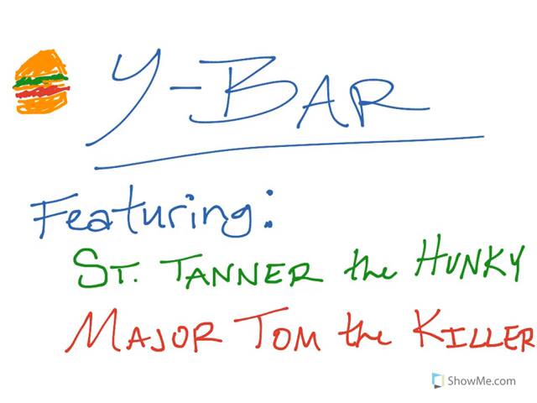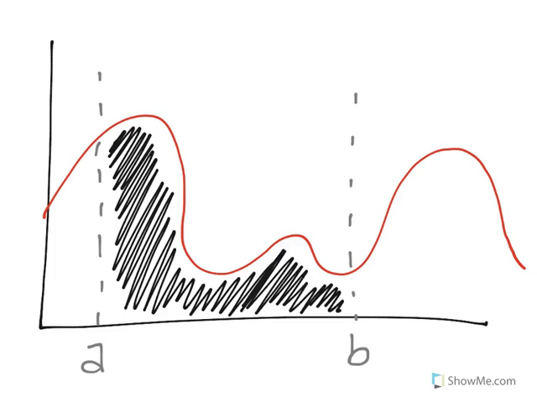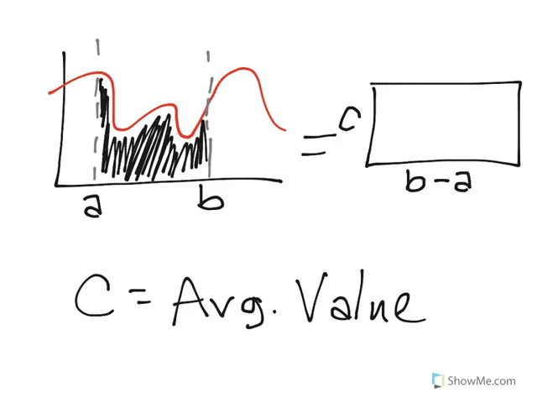Today, Major Tom the Killer and St. Tanner the Hunky will be teaching you Y bar, the average value. So let's say we have a curve that looks something like this, and we want to know what the average value of this function is from a to b, such as the shaded area of the region.